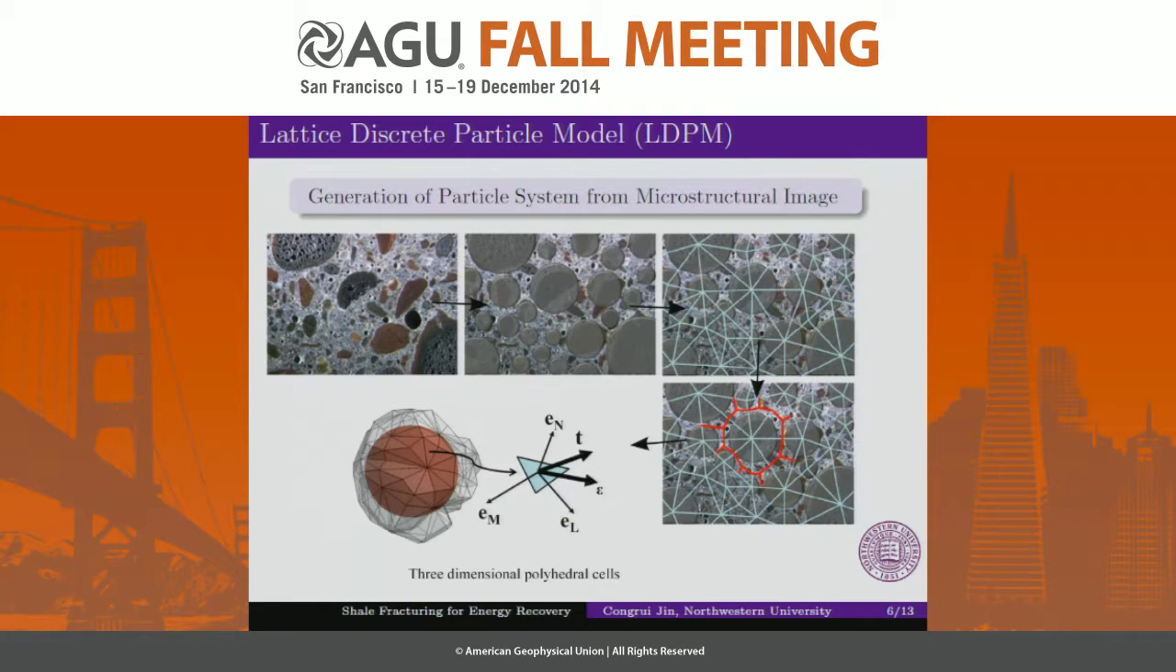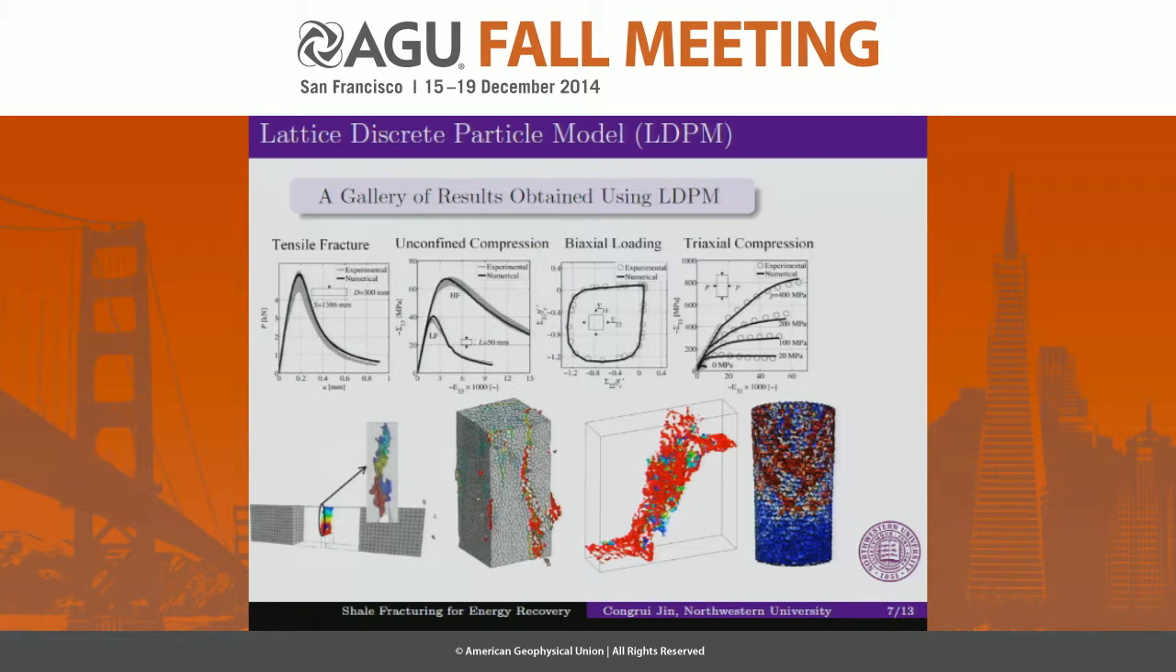The polyhedral particles interact through triangular facets. The stress and strain vectors are defined on each single facet, and the discrete compatibility equations are formulated through the relative displacements and rotations of adjacent particles, and discrete equilibrium equations are formulated through the equilibrium of each discrete cell.